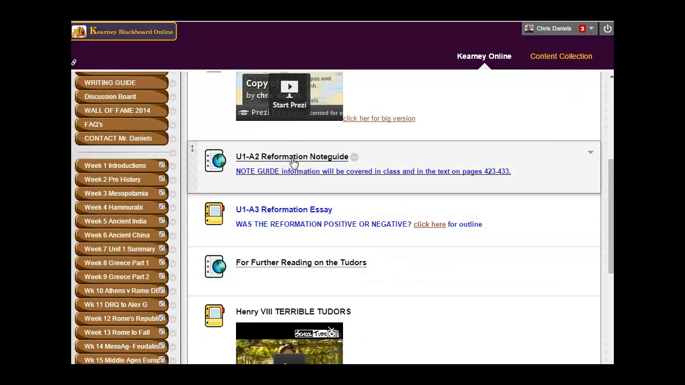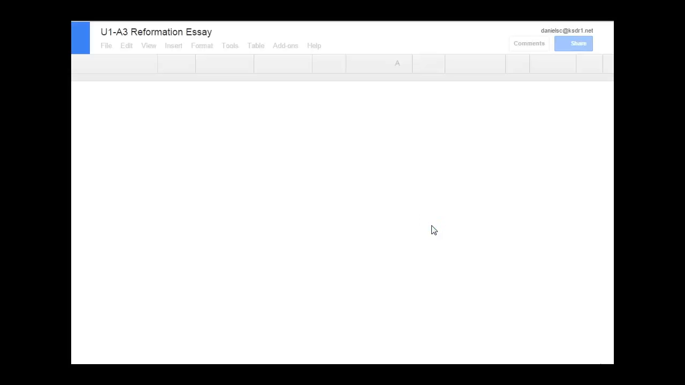We have our note guide that we can use, and we have the link to our essay, and we want to know, was the Reformation positive or negative, and why? Obviously, the 3 paragraphs are going to tell us why. So if we click here, that'll take us to our outline on Google Docs.